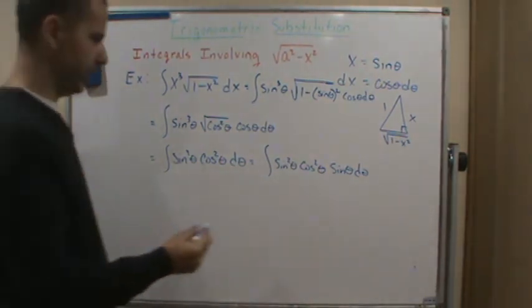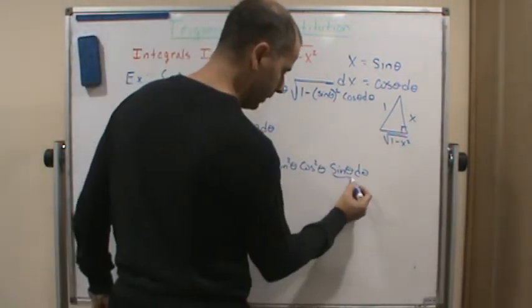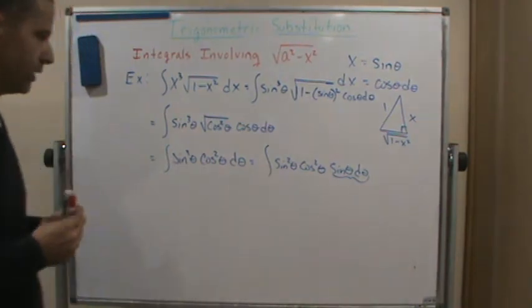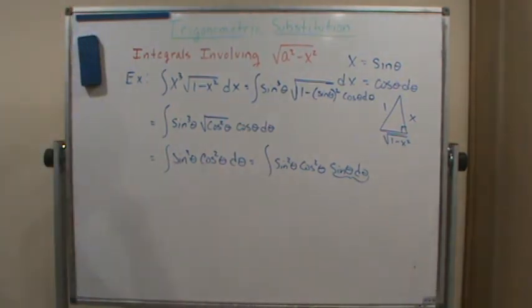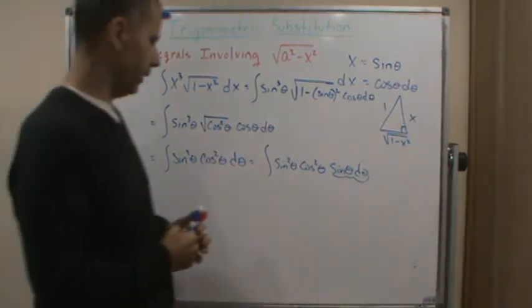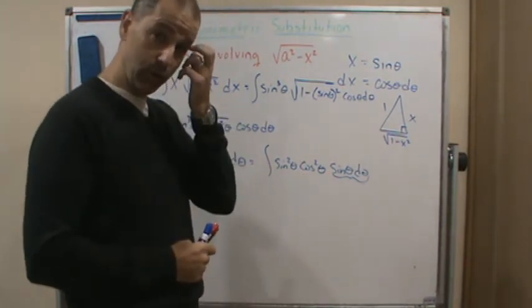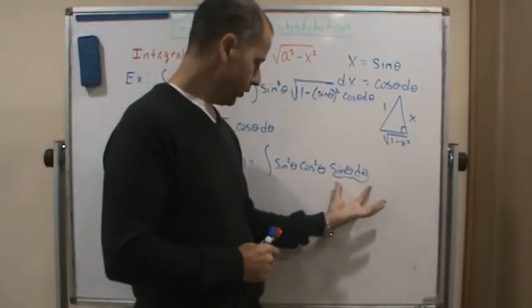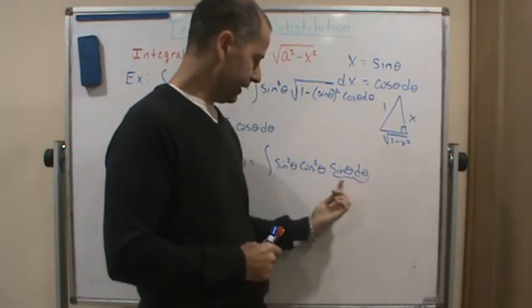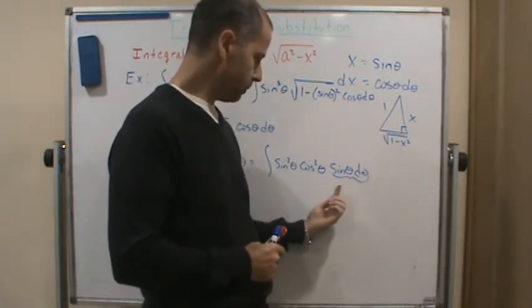So now why am I doing that? Just like before, what's my u? What does my u have to be? Well, I'm going to make u cosine. So cosine theta is going to be my u. And so I know I'm going to have a sine theta d theta that I'm going to make my du. So this is my du.